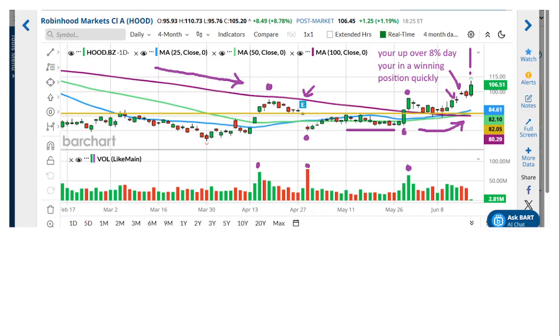This is again Robinhood. That is from June, and again we were in a winning position here on this candle that broke out in a big way, up over 8% in a day. I entered here, took advantage of that, made a new high that day. Again, stocks making new highs are much better candidates to go higher than stocks making new lows, so that's why I initiated a trade on Robinhood last month. And now we can see that was at 106.51.